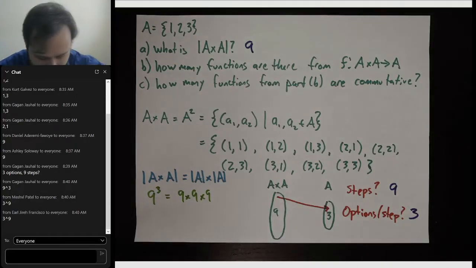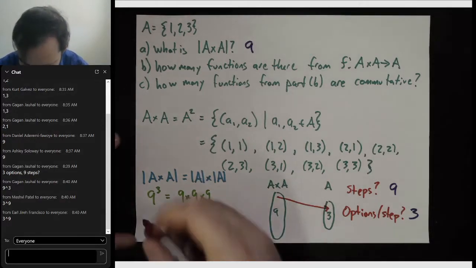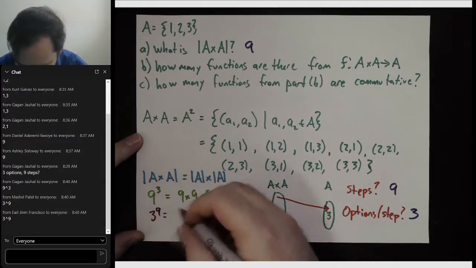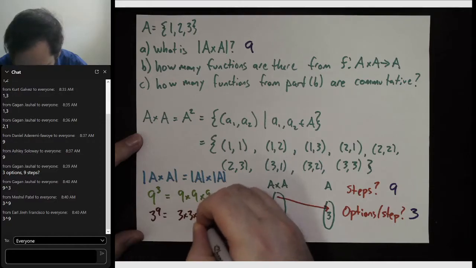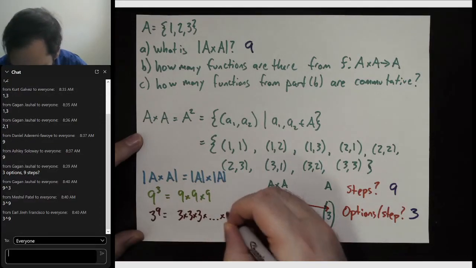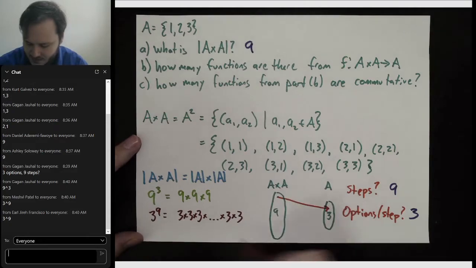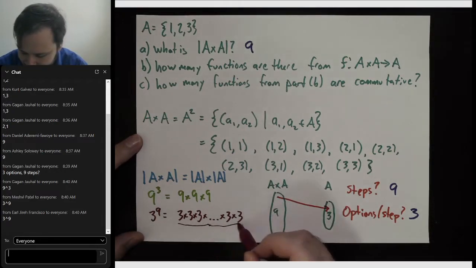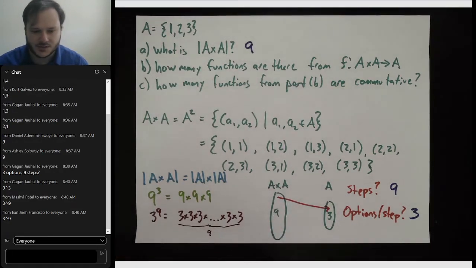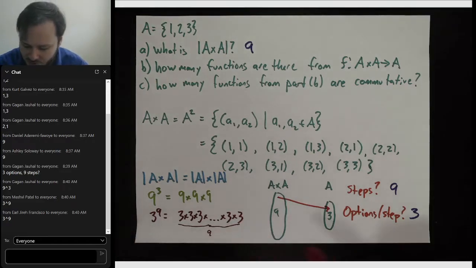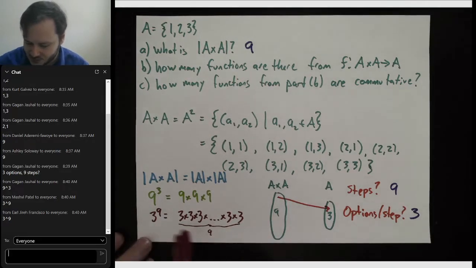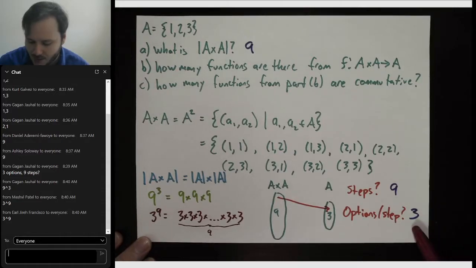And 3 to the 9 is 3 times 3 times 3 times 3 times 3. There's 9 of these in total. So we've got to figure out which one of these is a process with 9 steps, 3 options at each step.